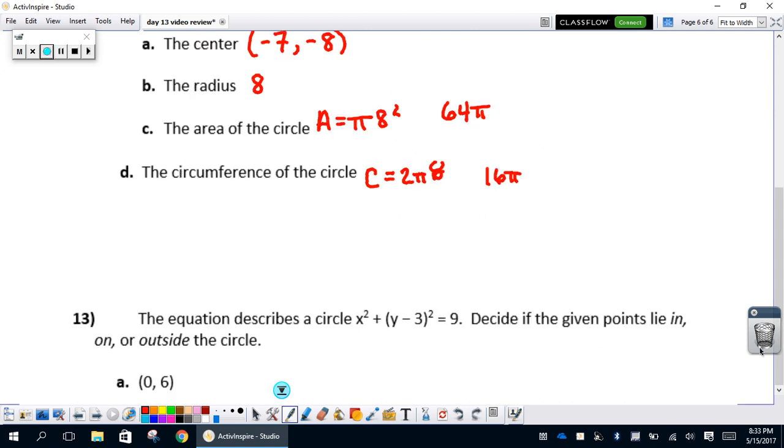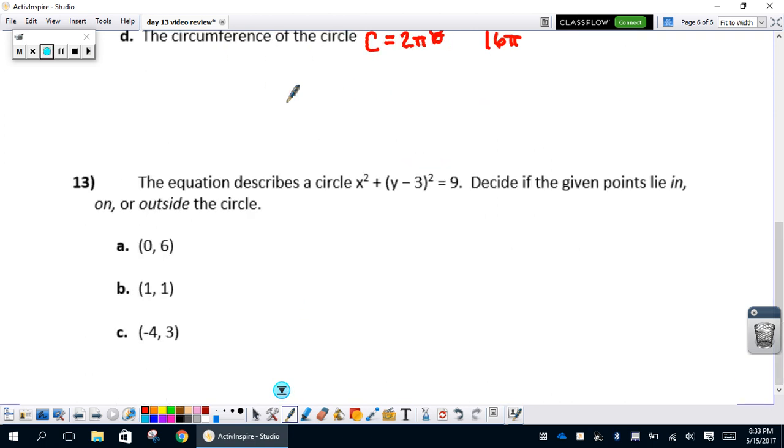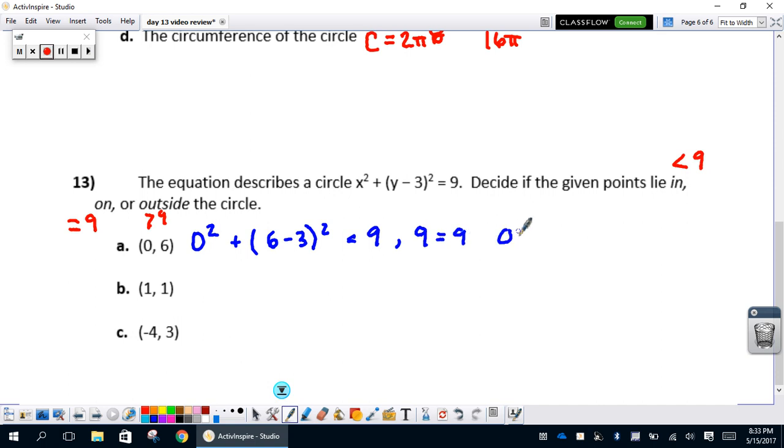13. Here's your equation of the circle. You have to determine if you're in, which means you'll be less than 9, on, which means you're equal 9, or greater than, which means you'll be outside. So you take those points and sub into the equation. 0 squared plus 6 minus 3 squared equals, what does that equal? 6 minus 0 squared, 9. So since 9 equals 9, it's on.